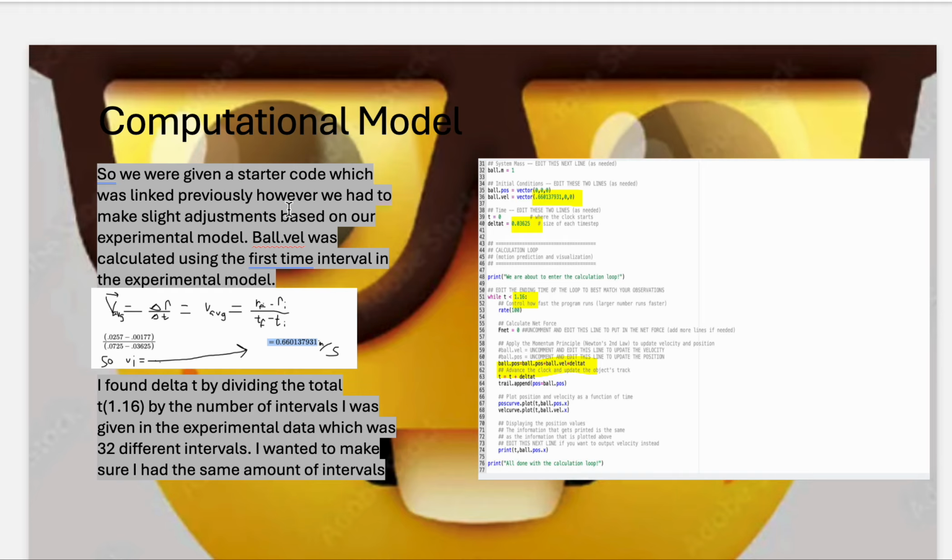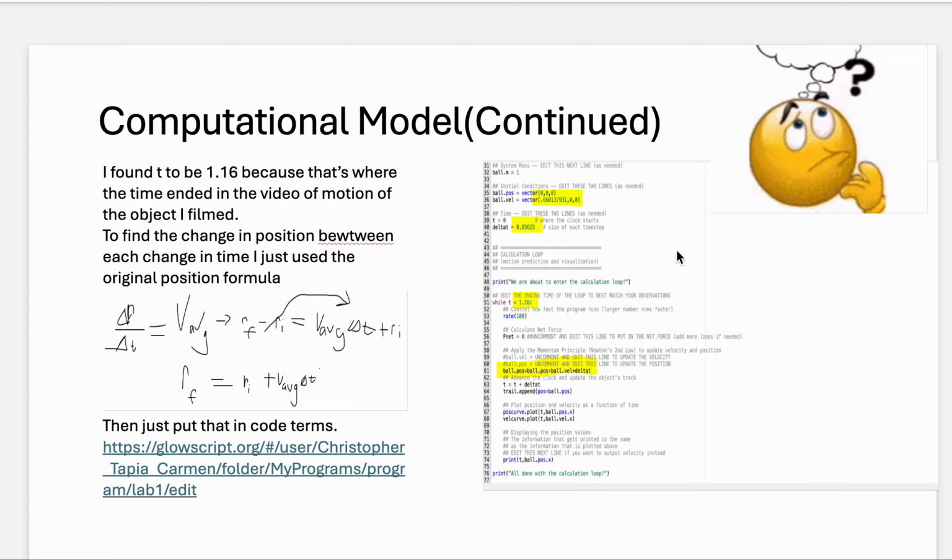So for the computational code, we were given the starter code. However, you have to make some slight adjustments. The velocity of the ball vector, I found by using v average equals change in r over change in t. I plugged in my values and got around 0.660, and then I plugged it over here. I found delta t by dividing the total time, 1.16, by the number of intervals in my experimental, because I wanted to have the same number of intervals in both experimental and theoretical, which is right here, 0.03625.